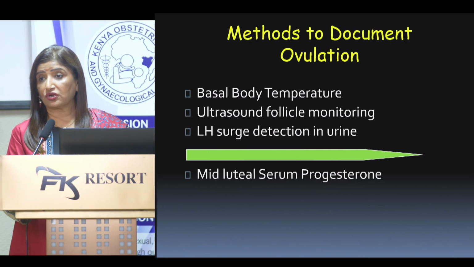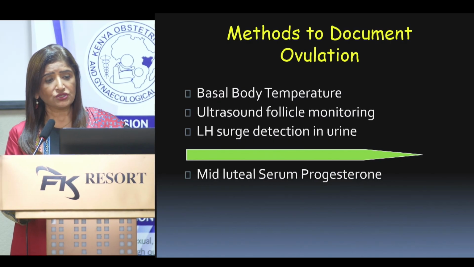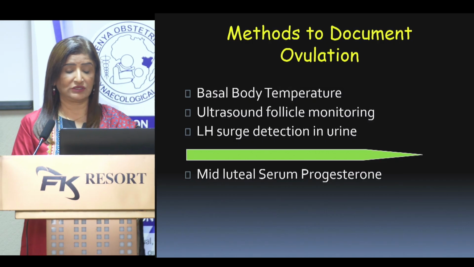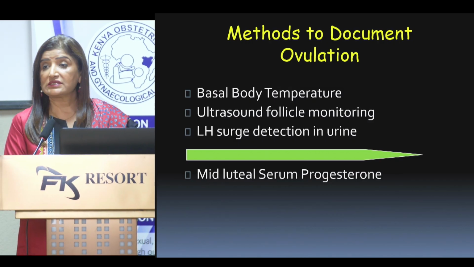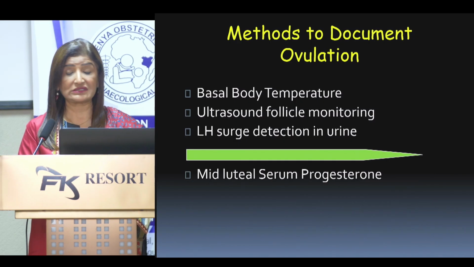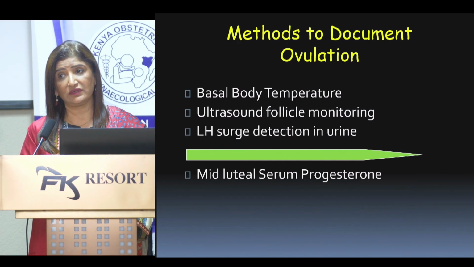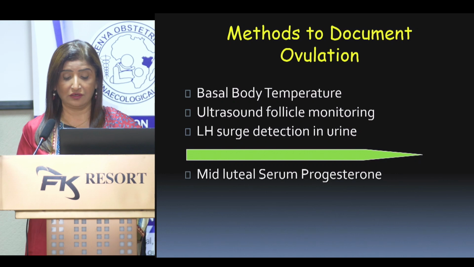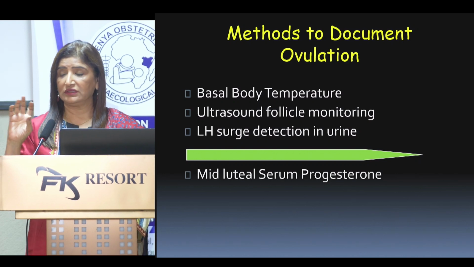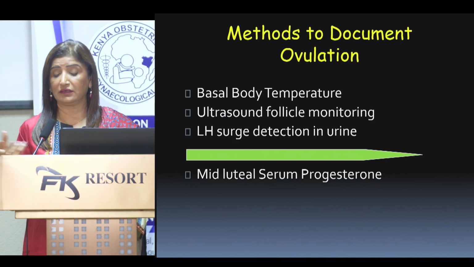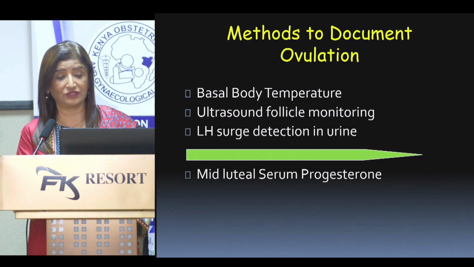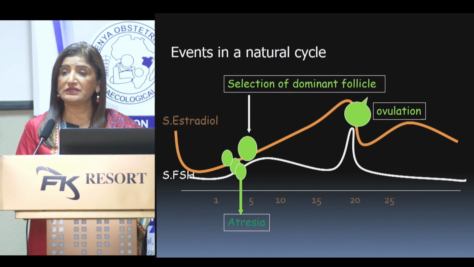And how can you document ovulation? So out of all these methods, the basal body temperature, ultrasound, LH detection, or mid-luteal serum progesterone, ultrasound follicle monitoring is the best, which is easily available. And it is always better to do your scans yourself, so that you can correlate what is happening with the ovaries and the follicle and the ovulation. So this is what happens in a natural cycle.